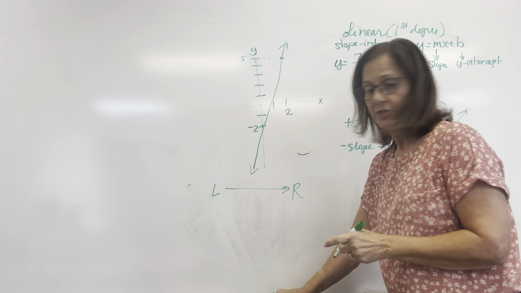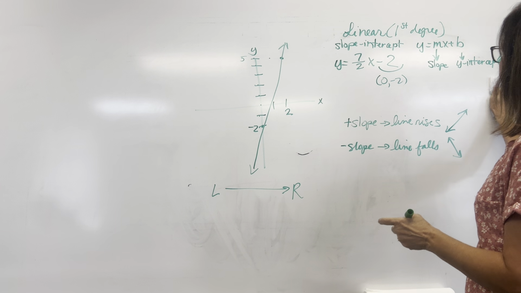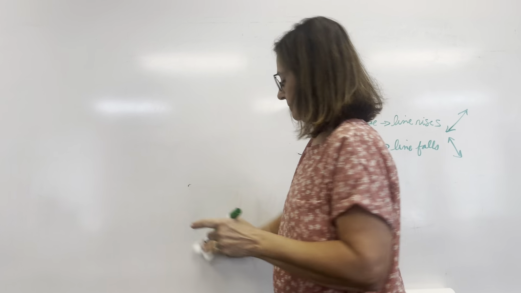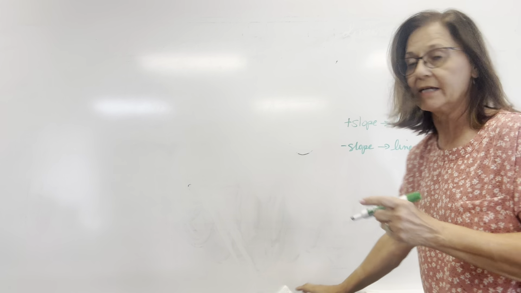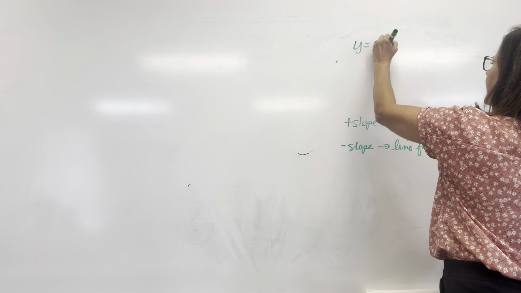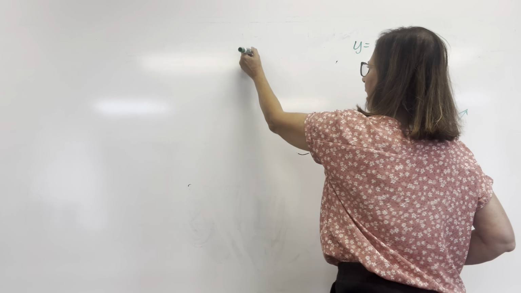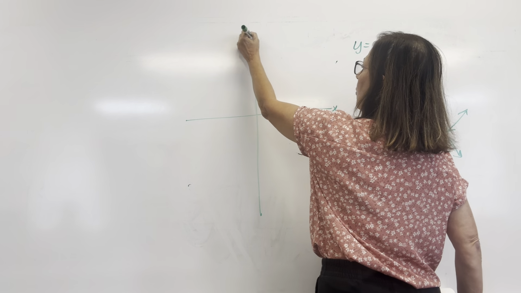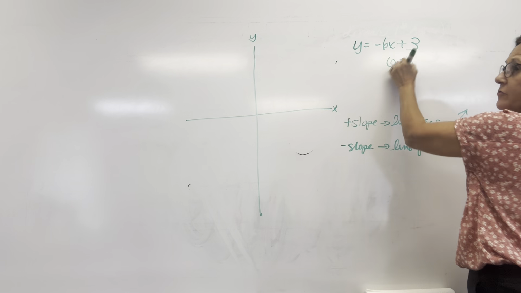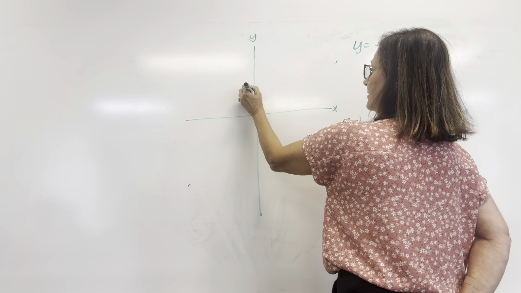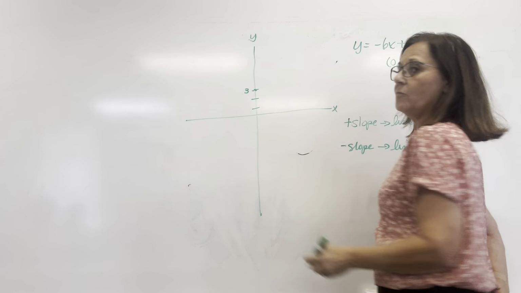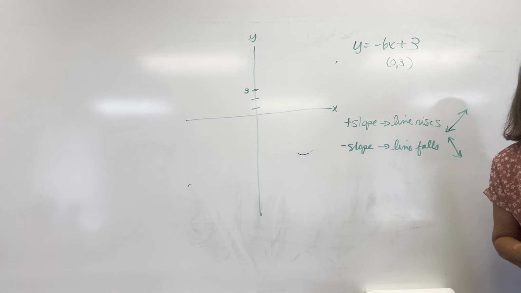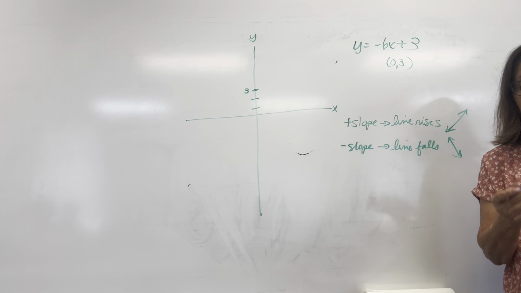All right, let's do number 2 together. Y equals -6x plus 3. Where do I start graphing? At my y-intercept, +3, at 0, 3. 1, 2, 3. That's 3. Then where do I go? What's my next step? You go up 6.